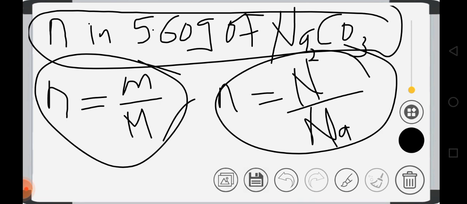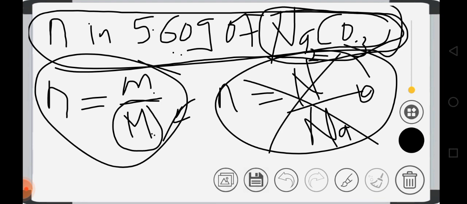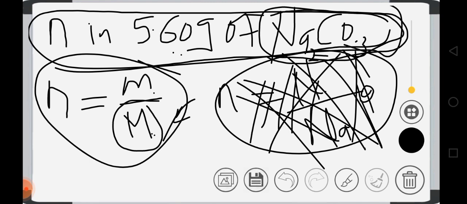So I'm going to use one of these to unravel this mystery. If we check very well, we don't have the number of particles here. We just have the mass and the molecular formula of this compound. From the molecular formula, we can get the molar mass. So indirectly we were given mass and molar mass. We don't need the number of particles formula because there's no number of particles. We are going to use the mass over molar mass formula to solve this problem.